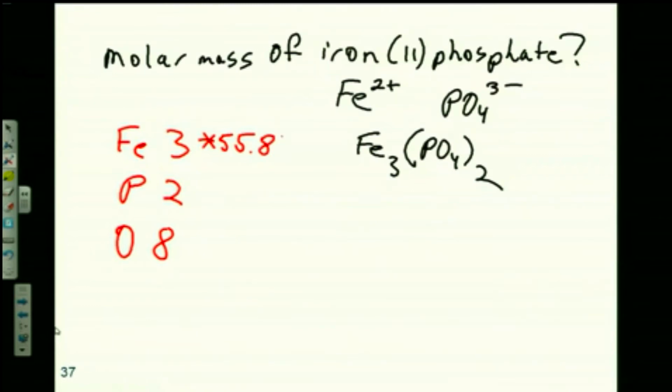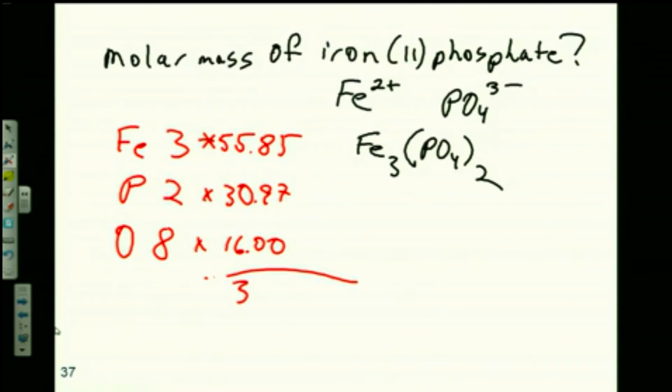55.85, 30.97. What is it, 300 and something? 357.49.